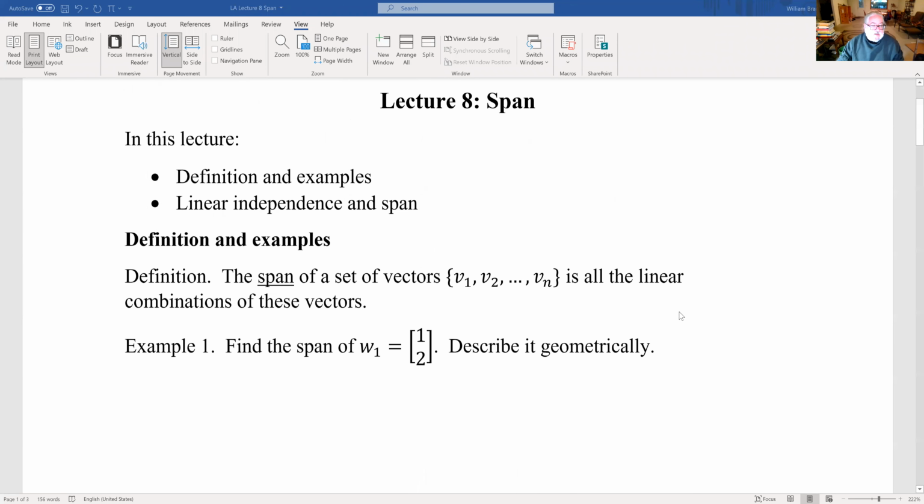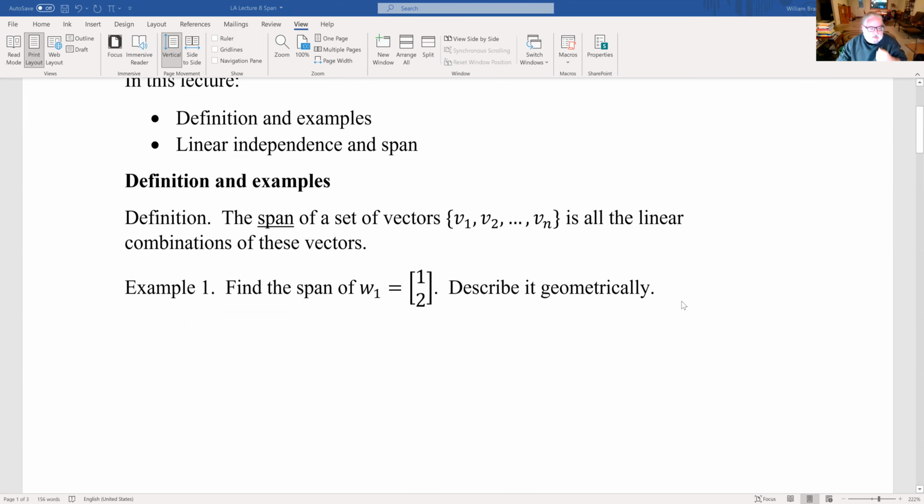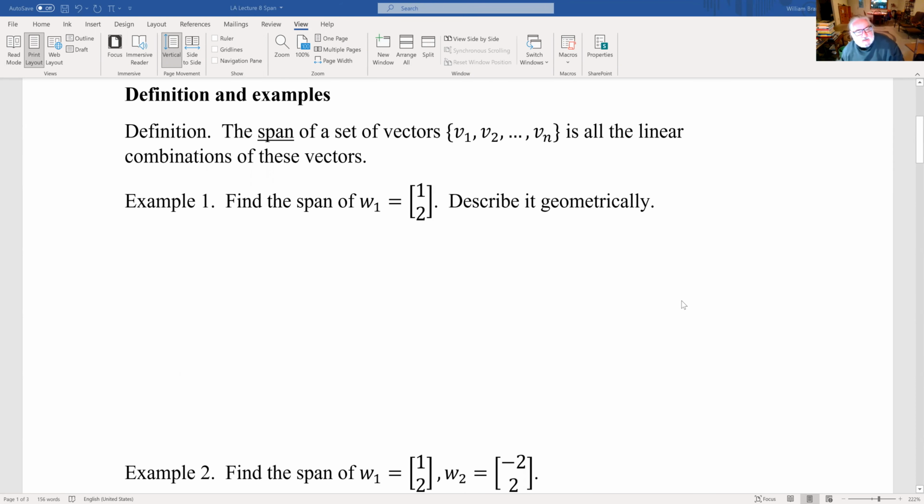Okay, so span, lecture 8. What's the definition, examples, linear independence of the span. The span of a set of vectors is all the linear combinations of those vectors. If we just have one vector in 2 dimensions, it's not too bad.